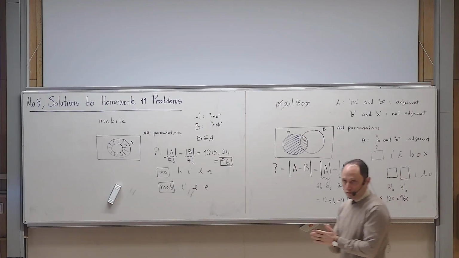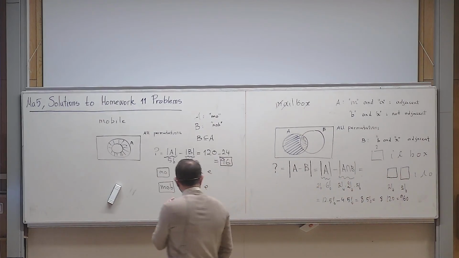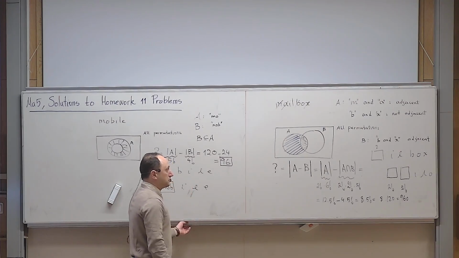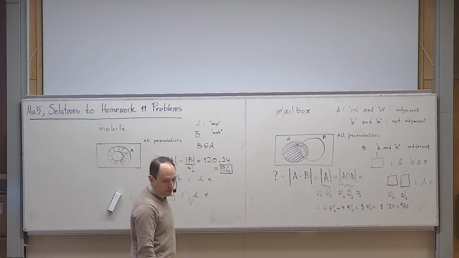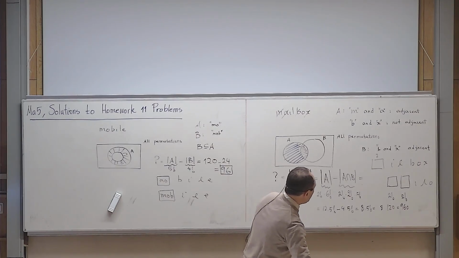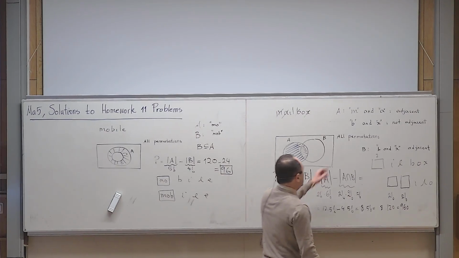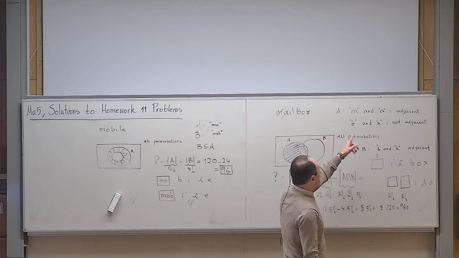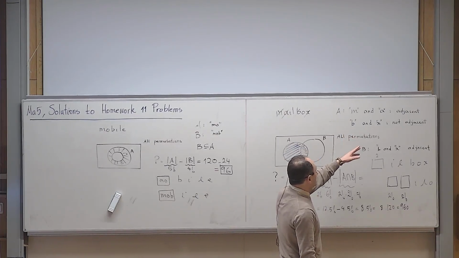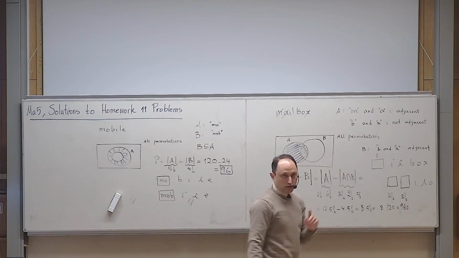Just by the product rule. This is the reason. This is also a standard problem. I think you should be able to do that. So how should I write it? I want M and A to be adjacent, but B and X not adjacent.